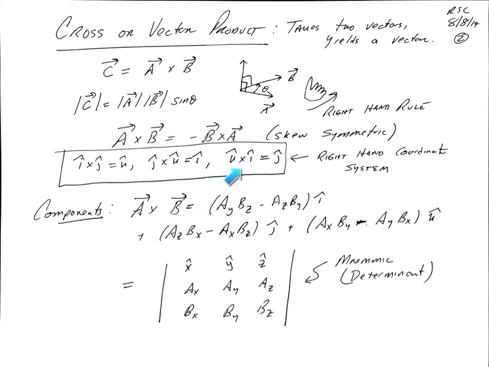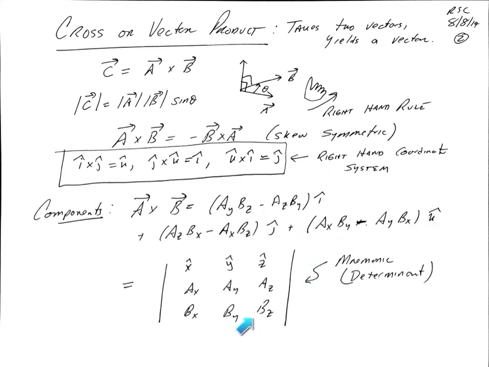Again, we can reduce the geometrical object A cross B into an expression involving its components. If we use these basic cross products, then we can compute that A cross B is this combination: AY BZ minus AZ BY in the I direction. Note that it doesn't involve the x components of A or B. In the j direction, it's AZ BX minus AX BZ, and in the k direction, it's AX BY minus AY BX.